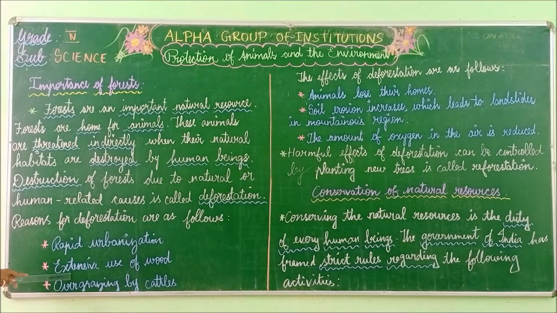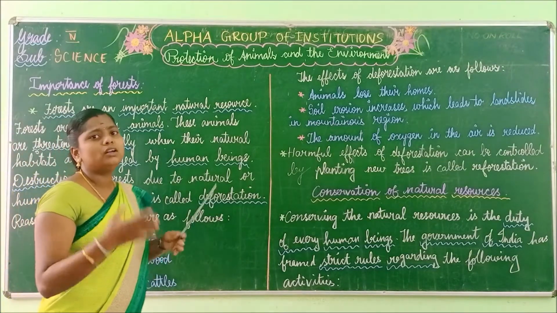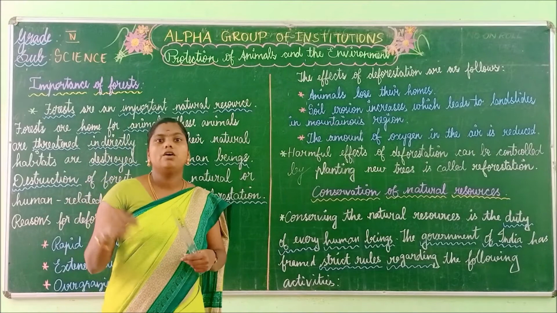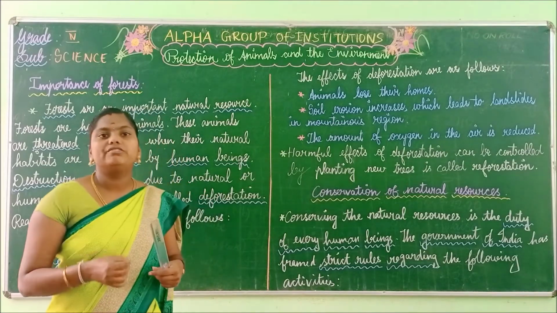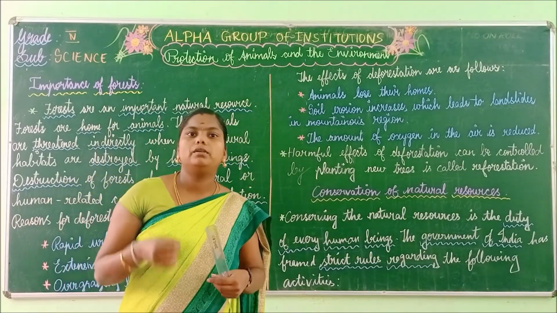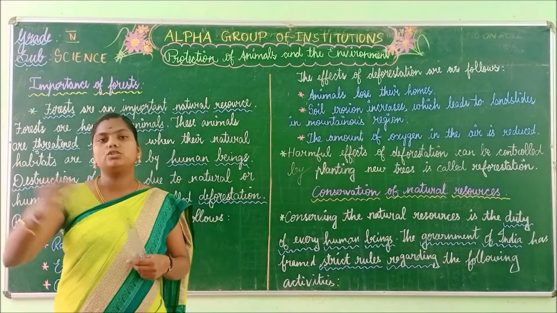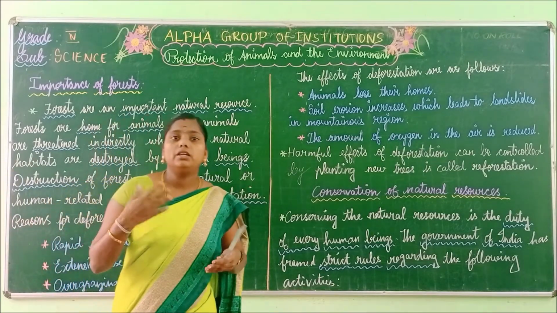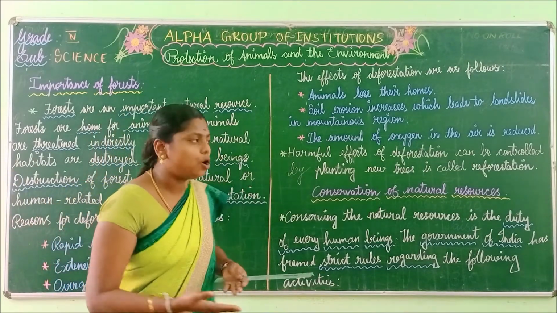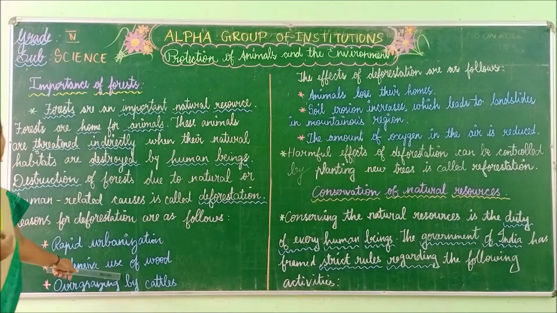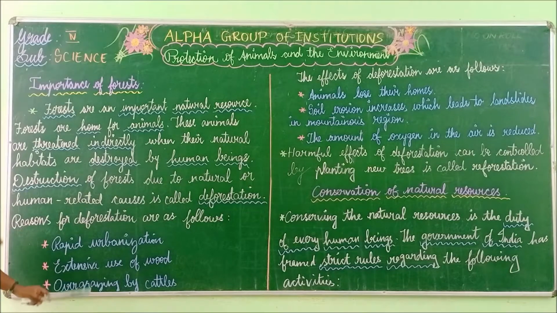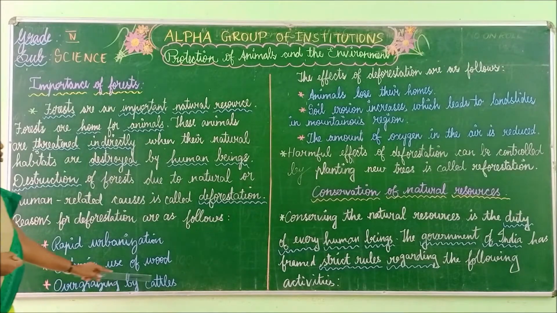The next one, extensive use of wood. So we cut the wood for our own purpose. For making papers, making furniture, for example table, chair, desk, door, window, everything. So we cut a lot of trees for our own purpose, which is furniture and papers. So this is called extensive use of wood.